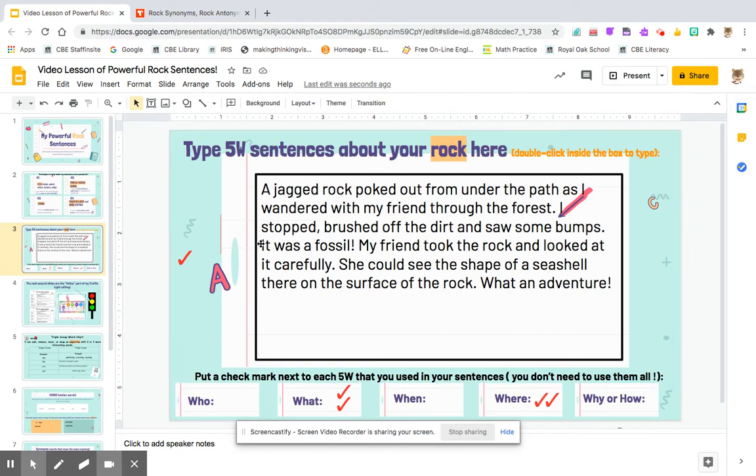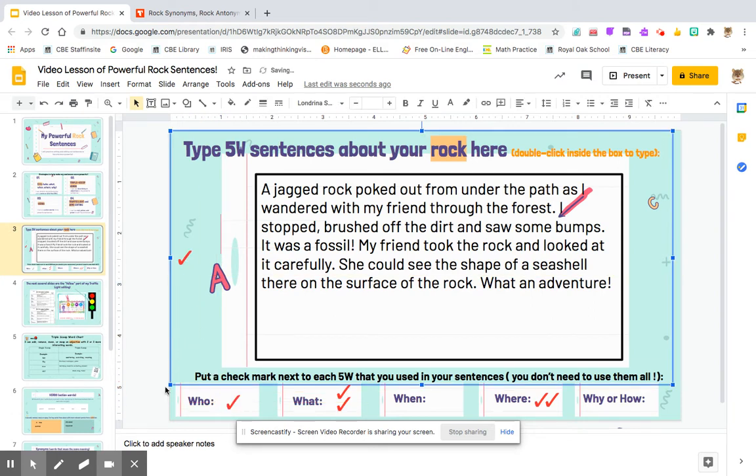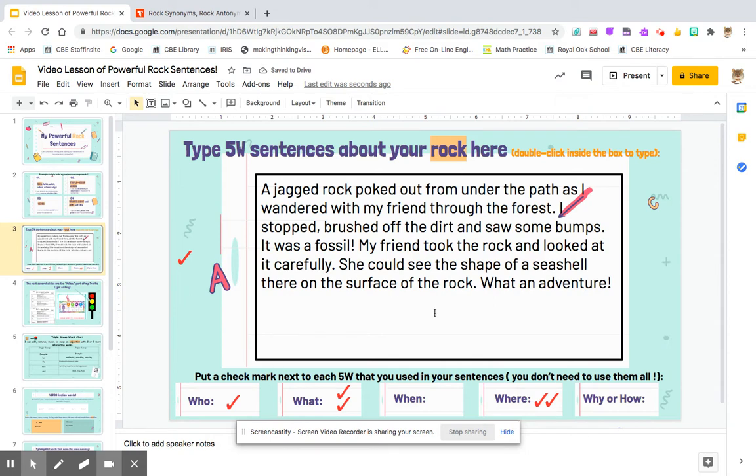And as I read, a jagged rock poked out from under the path. So I've got the what, which is my rock. So I put my check mark there. Under the path is where. So I put my first check mark here. As I wandered with my friend, so who. So I can bring that check mark back and put it down here. And now I have the who. And I continued through my sentences and put in some check marks. And I realized I don't have any when, the why, or how. So there's no reason for me walking along here at this point in my writing.